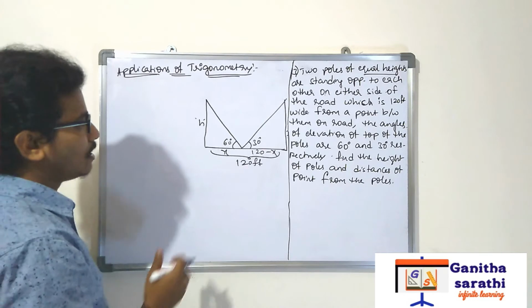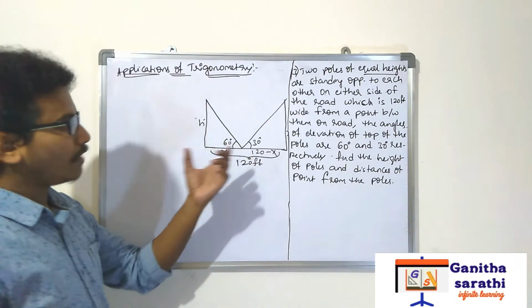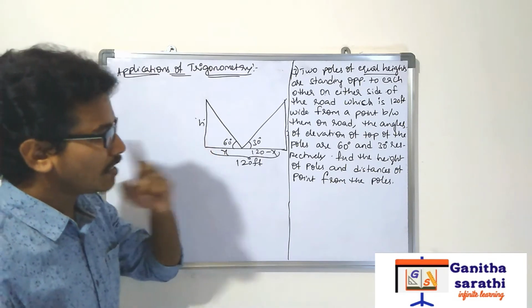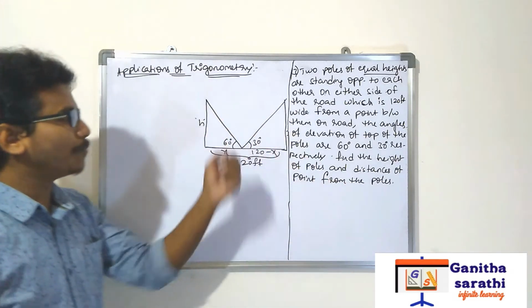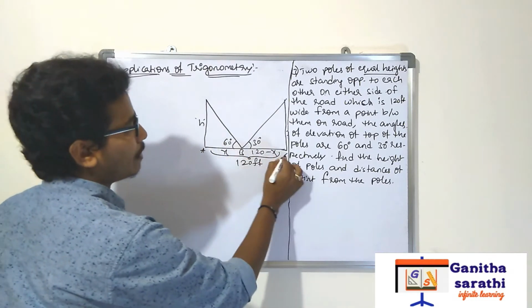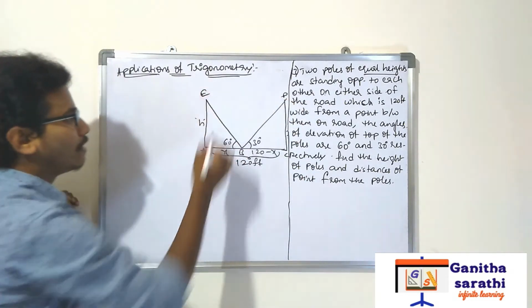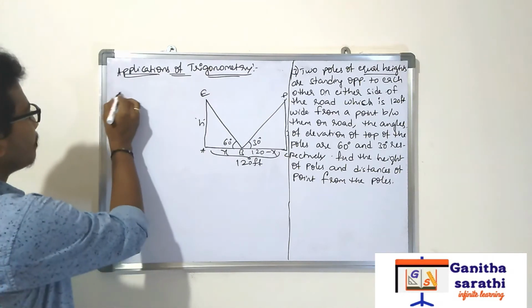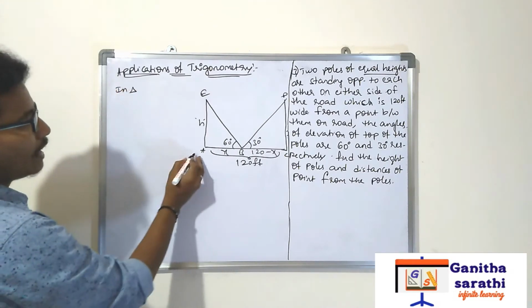Now let us find the height of the pole and also the distance of the point from the poles. These two distances we have to find. So A, B, C, D, E. Now take tan 60 first in triangle ABE.